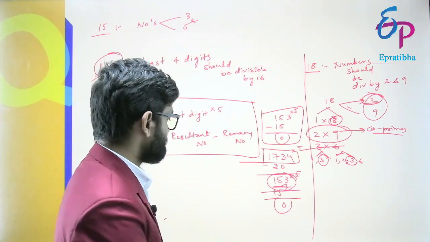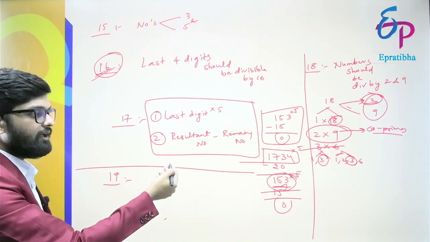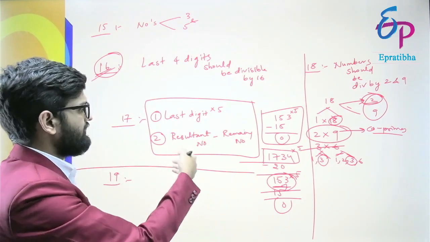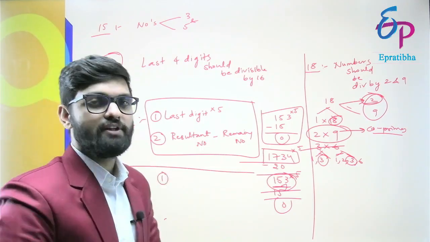So 19 we'll see here. 19 is also the same as 7, 13, 17. So here the only change, what does the divisibility rule of 7 say?